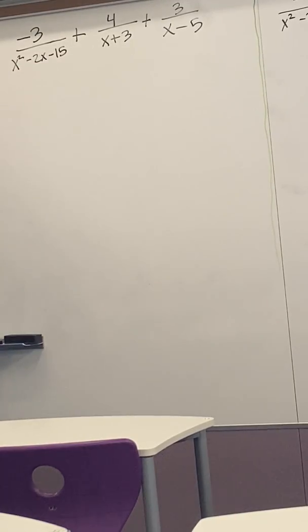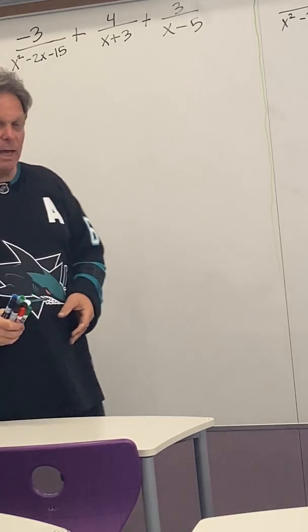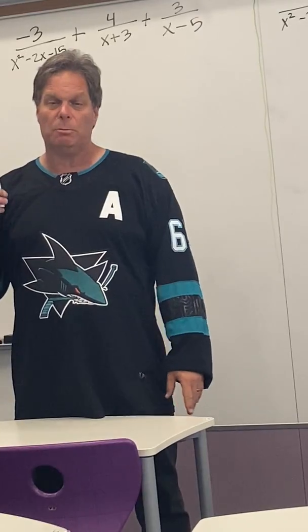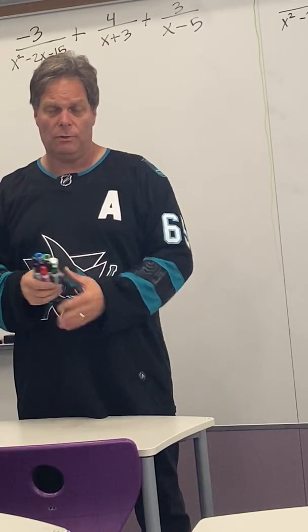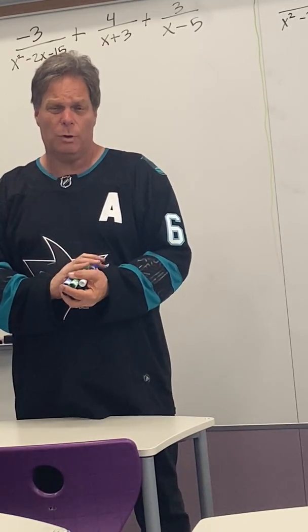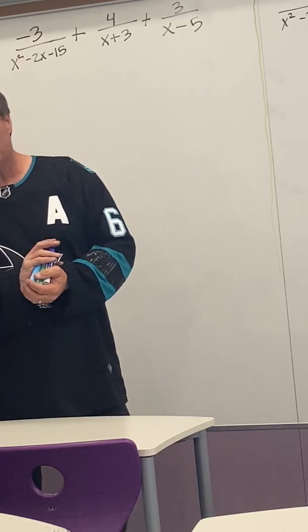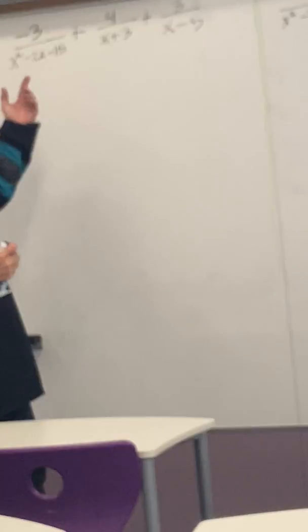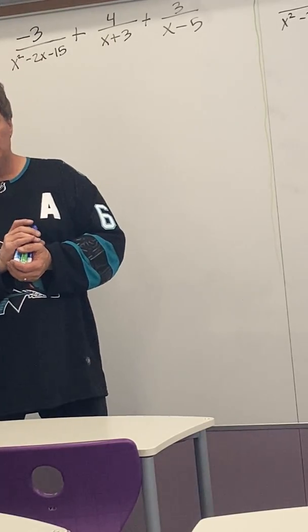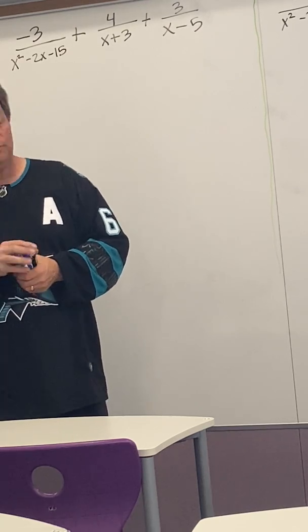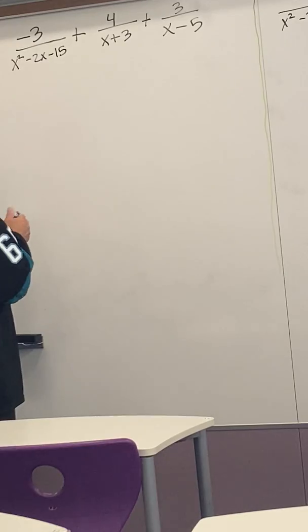When you're adding or subtracting fractions, you need a common denominator. So the first thing we have to do is figure out the common denominator. That turns out to be the least common multiple of all the denominators. So what you first have to do when you're adding or subtracting fractions or rational expressions is find the common denominator. That means factor all of the denominators.